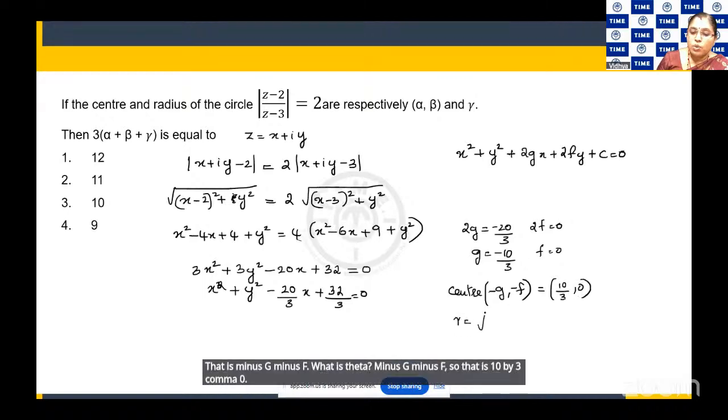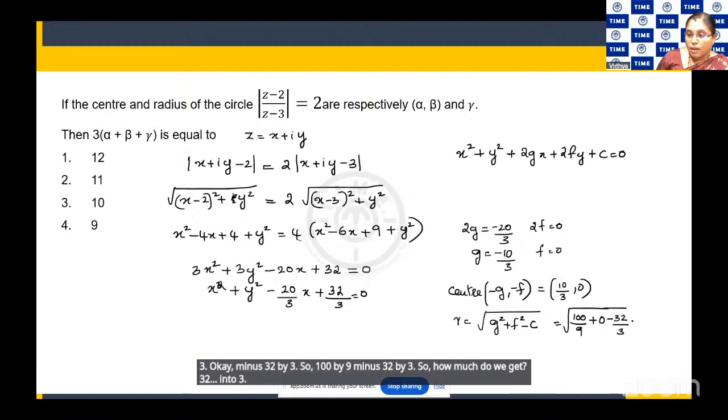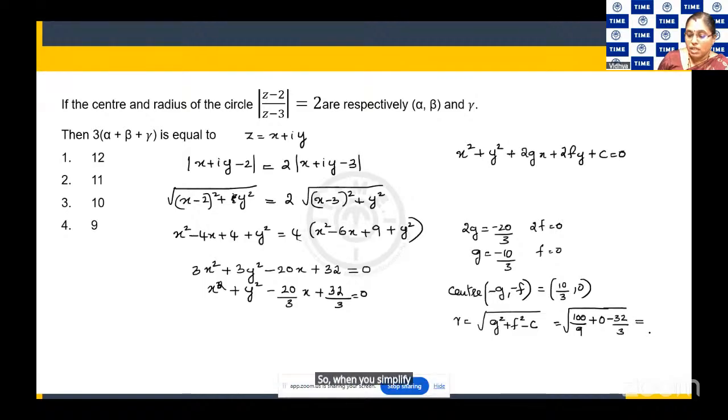And radius is root of g square plus f square minus c. So root of 100 by 9 plus 0 minus of c. So minus of c means minus 32 by 3. So 100 by 9 minus 32 by 3. So how much do we get? 32 into 3 is 96. When you simplify, we'll get 4 by 9, right? 100 minus 96 is 4. Root of 4 by 9 is 2 by 3.